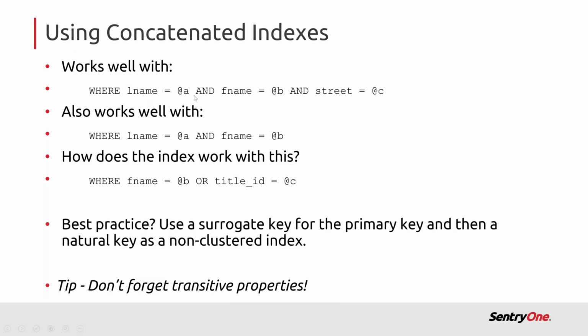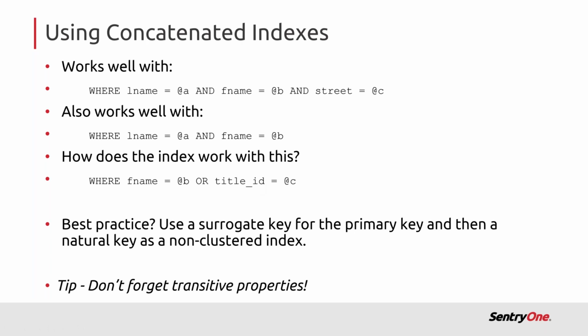So where last name equals A, first name equals B, street equals C, that'll work great. Where A and B have a value, that works great. But the index will not work if we start on the B column or the C column, okay? Or another one. So it's one of those things that you need to be watchful of.